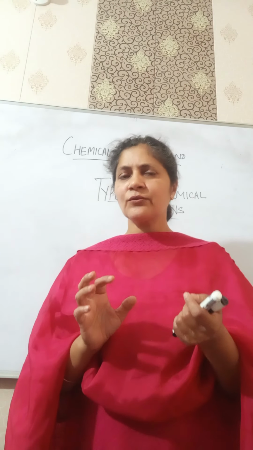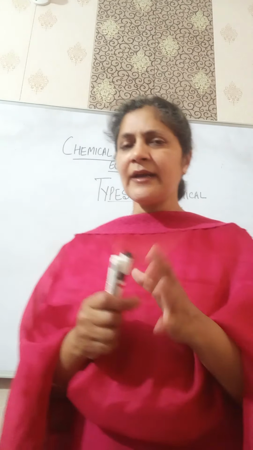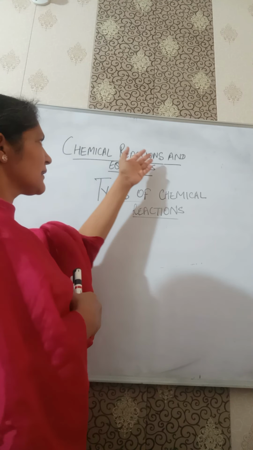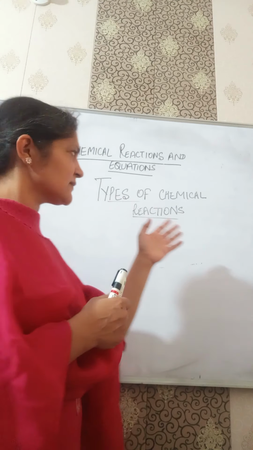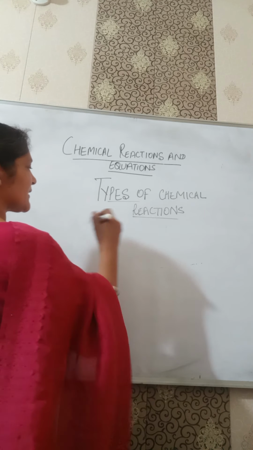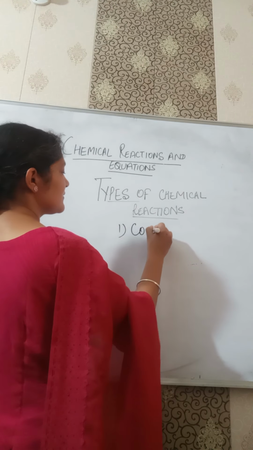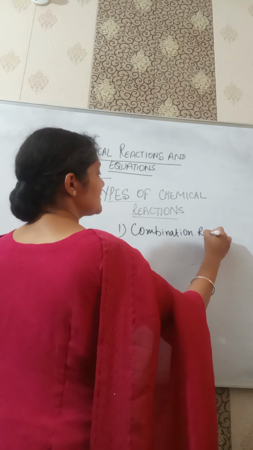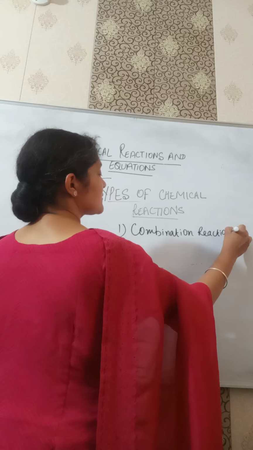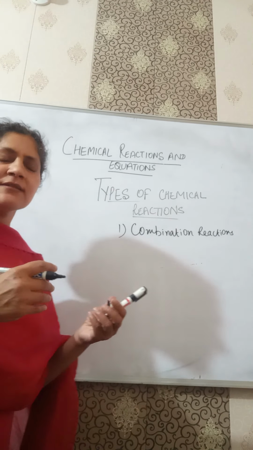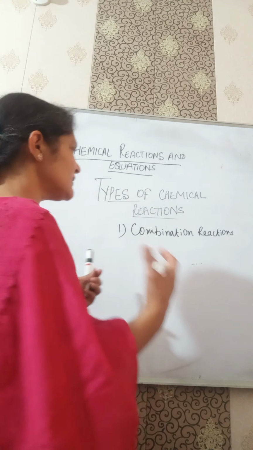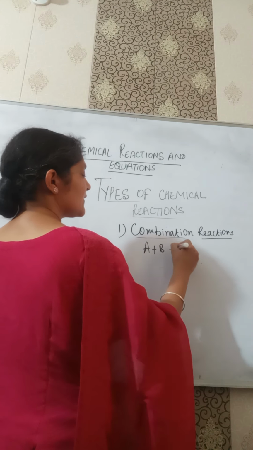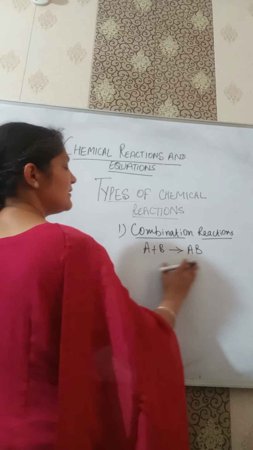Good morning students. Today we are going to start types of chemical reactions, which are included in our chapter Chemical Reactions and Equations. Here the first type of reaction is combination reaction, in which, as the name suggests, two or more reactants combine to form a single product.